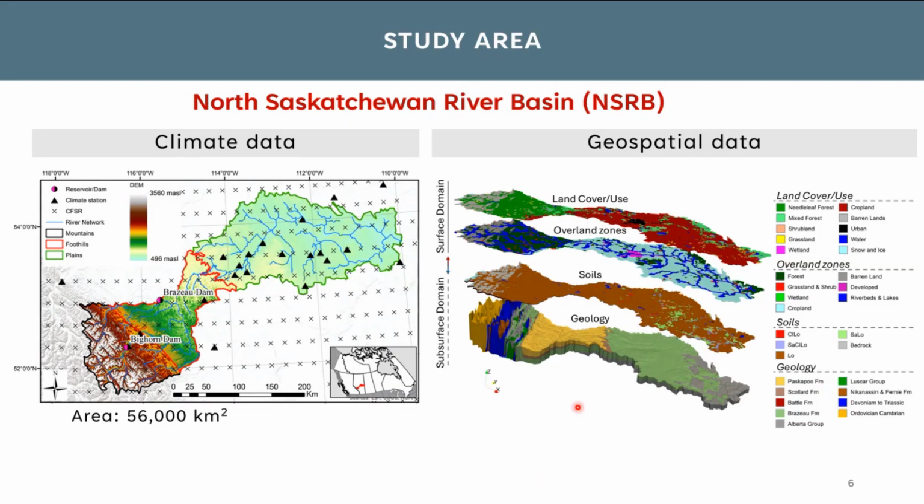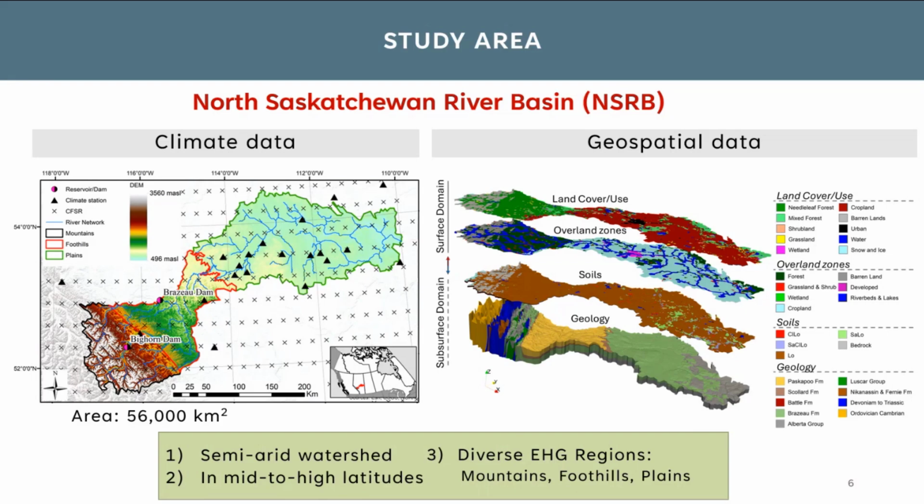Well, this study area has all the characteristics that we need to evaluate our objective. It is located in Western Canada, where previous studies have estimated that over 70% of the mean annual precipitation is lost via actual evapotranspiration, so it's considered a semi-arid watershed. And the second is that it is located in mid to high latitude regions, so it's considered sensitive to climate change as well. Last but not least, it has diverse climate, land use, and hydrogeological settings that we group in three ecohydrological regions, that is mountain, foothills, and plains.